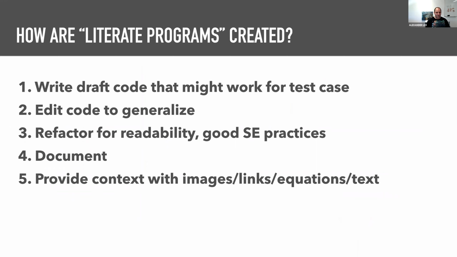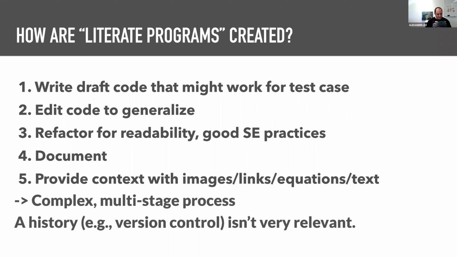You write a draft of code that might work for a particular test case. Then you edit the code to generalize, like you take out some hard-coded stuff, you put it into a function or something like this. Then you refactor your code for readability and good software engineering practices. Then you write some of the documentation, maybe provide links to papers and so on. And then you provide context with images, links, equations, and text. So this is an involved process from your first working prototype to having this literate program, this document that you can share that faithfully represents your analysis.